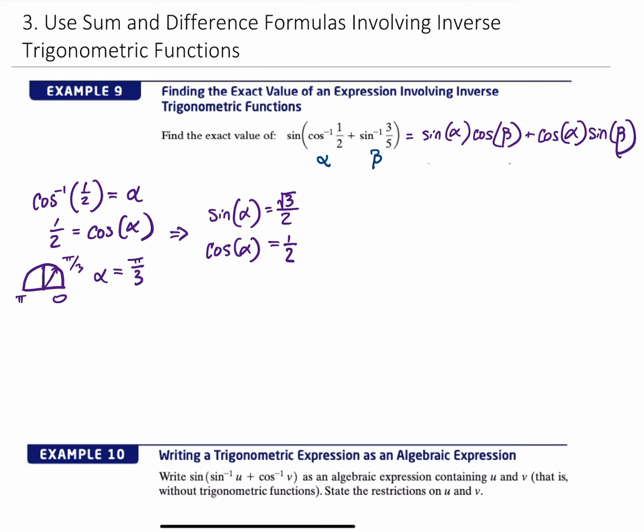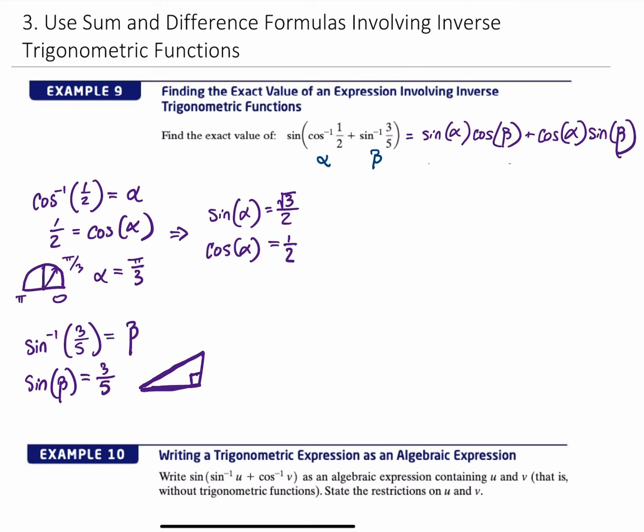Our second statement says the inverse sine of 3/5. Let's call that beta. So we can take the sine of both sides. We get that the sine of beta equals 3/5. Here we'll need to build a triangle. It'll be in the first quadrant since sine is positive. And the inverse sine is bound between negative pi over 2 and pi over 2, so it should be up there in the first quadrant.